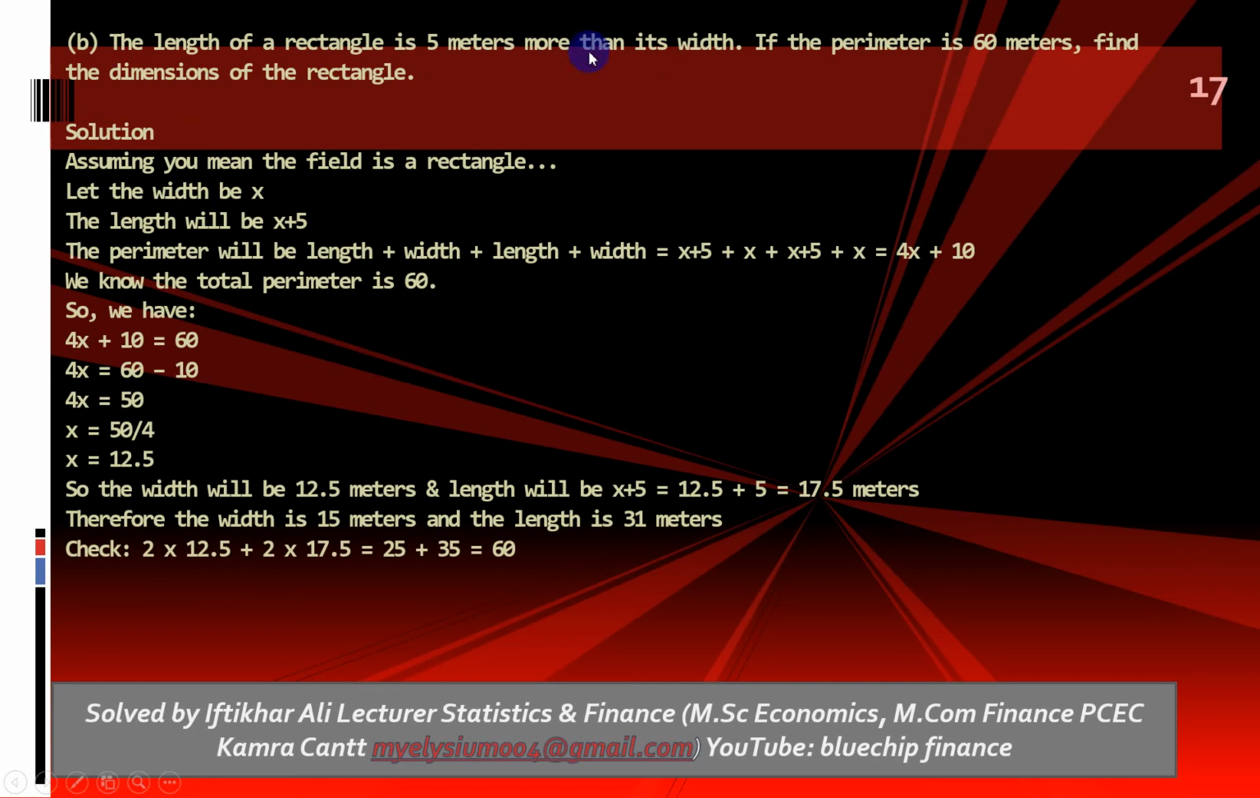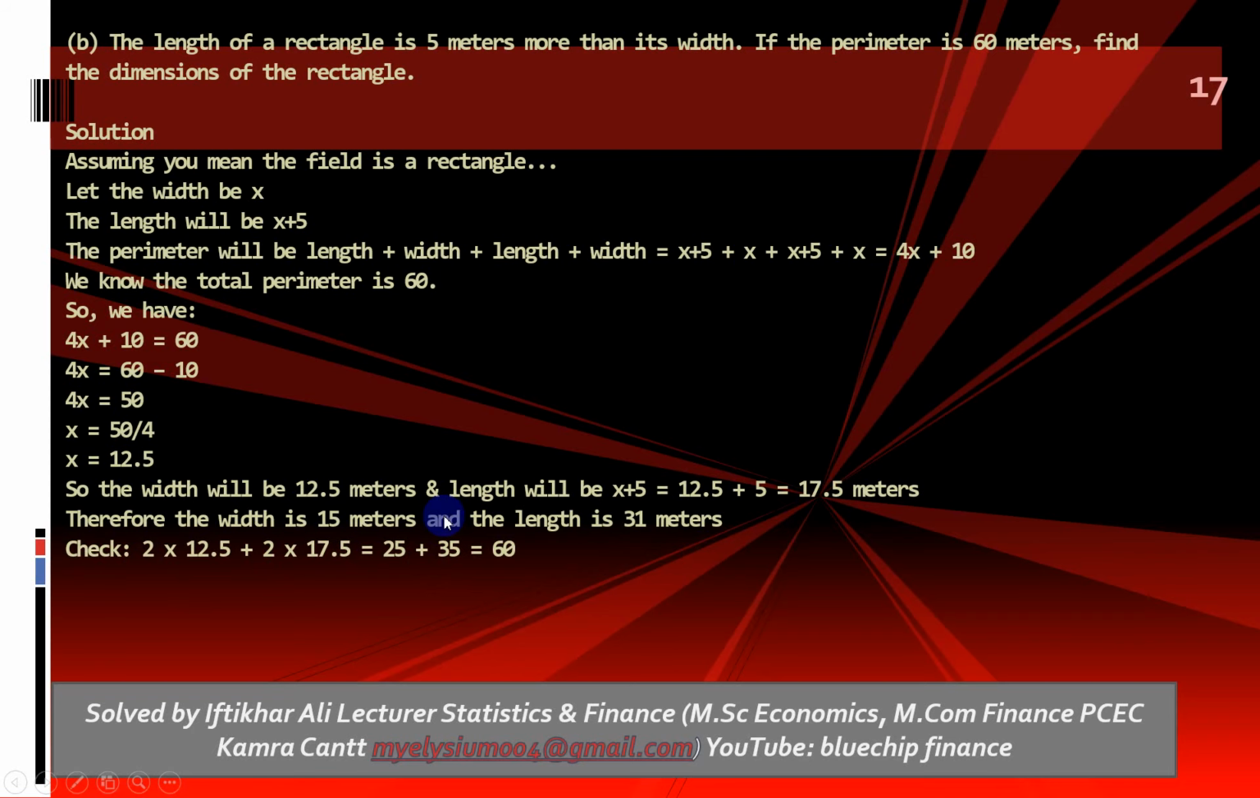So if the width is x, then the length will be x plus 5, and the perimeter will be length plus width plus length plus width. So x plus 5 plus x plus x plus 5 plus x equals 4x plus 10. We know the total perimeter is 60, so 4x plus 10 equals 60, or 4x equals 60 minus 10, and finally x will be equal to 12.5. So the width will be 12.5 meters and the length will be x plus 5, or 17.5 meters. You can verify this after calculation by putting these values into this formula.